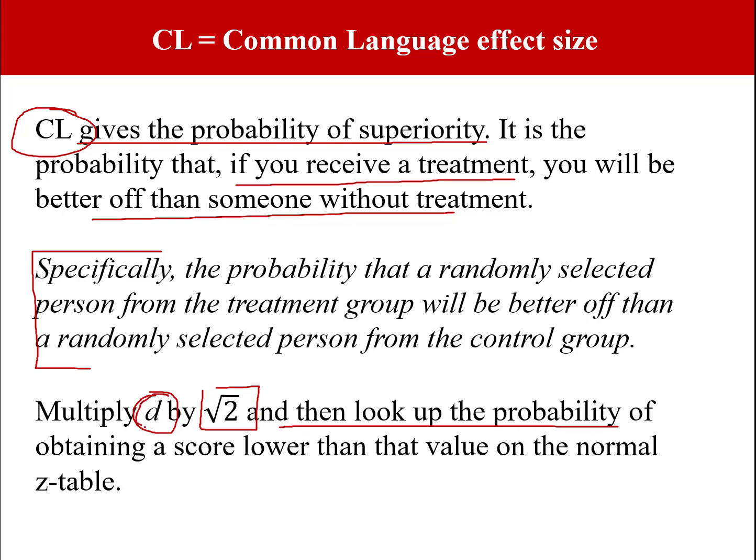So I take my d, divide it by the square root of 2, and I get a value. Then I'll go to that normal unit table, that z table that gives probabilities of z-scores, and look up that value on that table and determine the probability of obtaining a score lower than that value from my z table. And that is my common language effect size. So let's take that, let's plug that in to our illustration of a d-statistic.